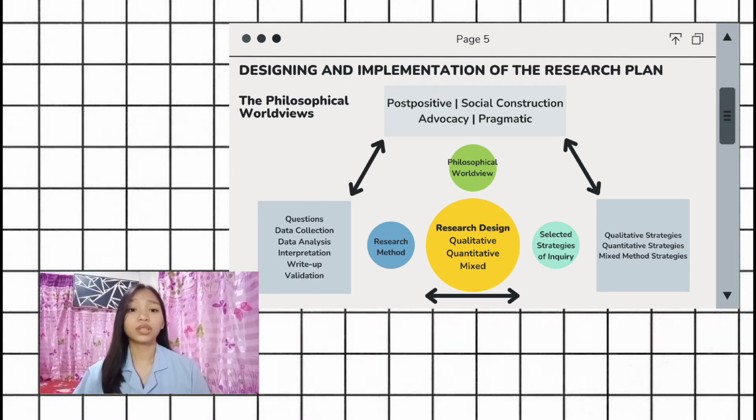The next component of the research approach is selected strategies of inquiry. It includes qualitative strategies. The ways to conduct qualitative studies are ethnography, grounded theory, case studies, and phenomenological research. Next is quantitative strategies.